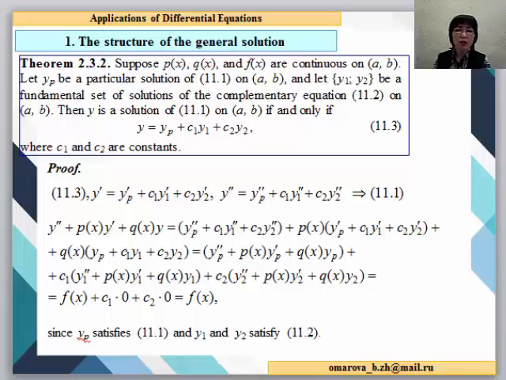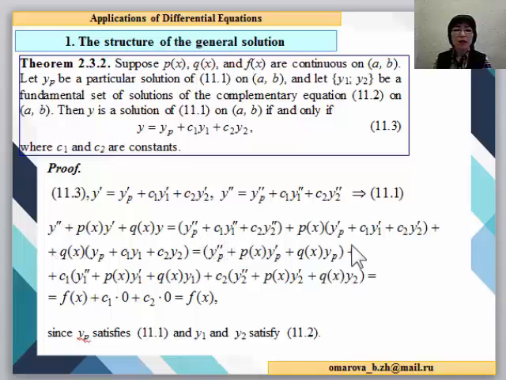Let's prove this theorem. We first show that y in 11.3 is a solution of the equation 11.1 for any choice of the constants c sub 1 and c sub 2. We differentiate 11.3 first and second time. Next, we substitute into the equation 11.1. We obtain the following equality.